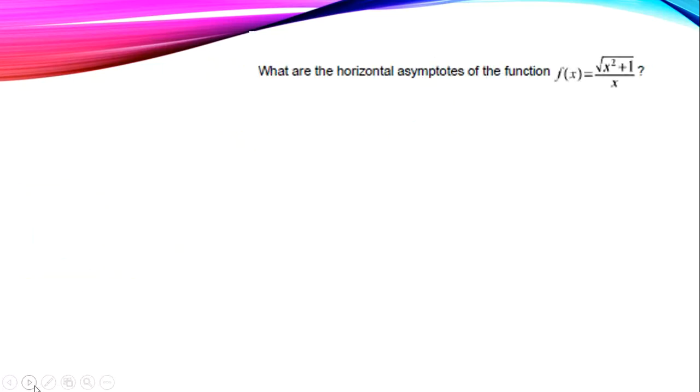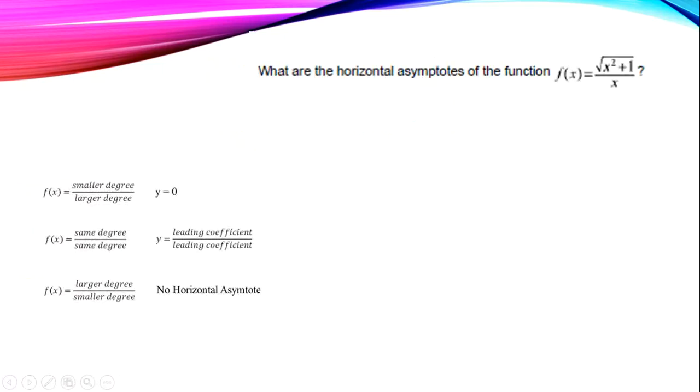What is a horizontal asymptote of the function? There are 3 rules for this. And so if you haven't remembered them, if the numerator has a higher degree, then there is no horizontal asymptote. If the denominator has a higher degree, then our horizontal asymptote is 0. And if the degrees are the same, then we divide their leading coefficients.